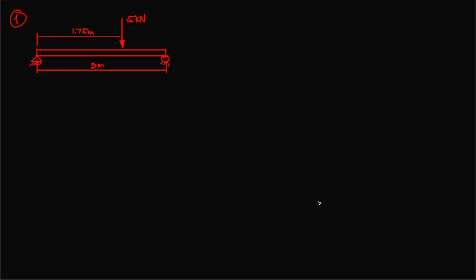So for the first example, we are given this problem of a point load having 5 kilonewtons at 1.75 meters from this point, which we will be assigning as point A, and this will be point B, and this will be point C. The hinge will have two support reactions for which we will put Ay and Ax for vertical and horizontal, and the roller will have only Cy.